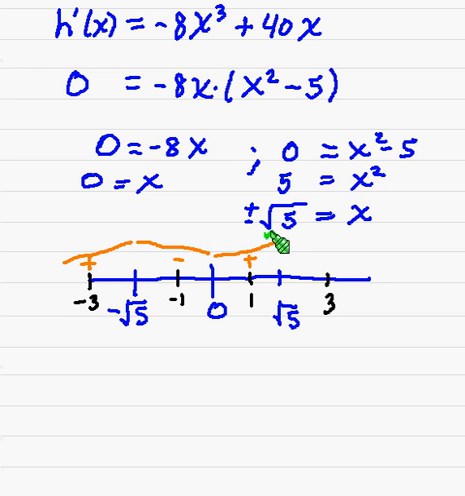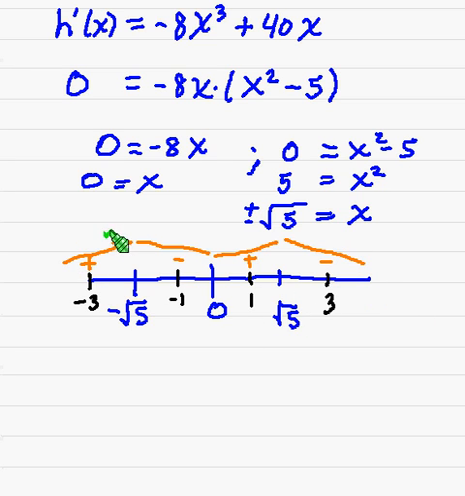Okay, and then we plug 3 in. Negative 8 times 3 is a negative number. And 3 squared is 9, which is positive, and a negative times a positive is negative. So the function is decreasing from the square root of 5 to infinity. So we've got increasing, decreasing, increasing, and decreasing.